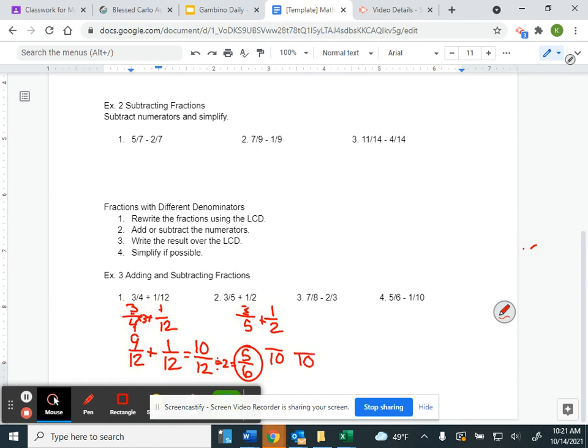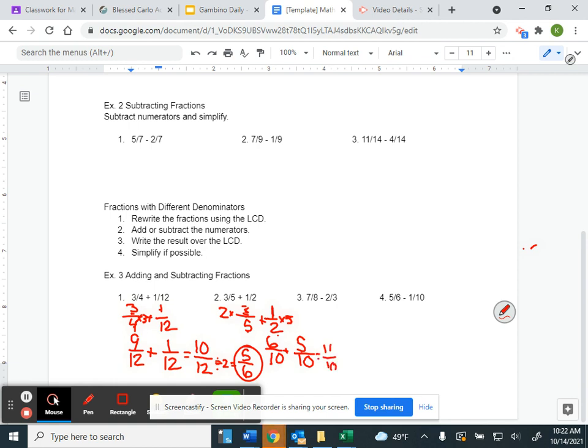10 and 10. To go from 5 to 10, I multiplied it by 2. So what I multiply the denominator by, I multiply my numerator by. 2 times 3 is 6. To go from 2 to 10, I multiply by 5. Whatever I do to my denominator, I do to my numerator. 5 times 1 is 5. Now I can add them. 6 plus 5 equals 11 tenths.